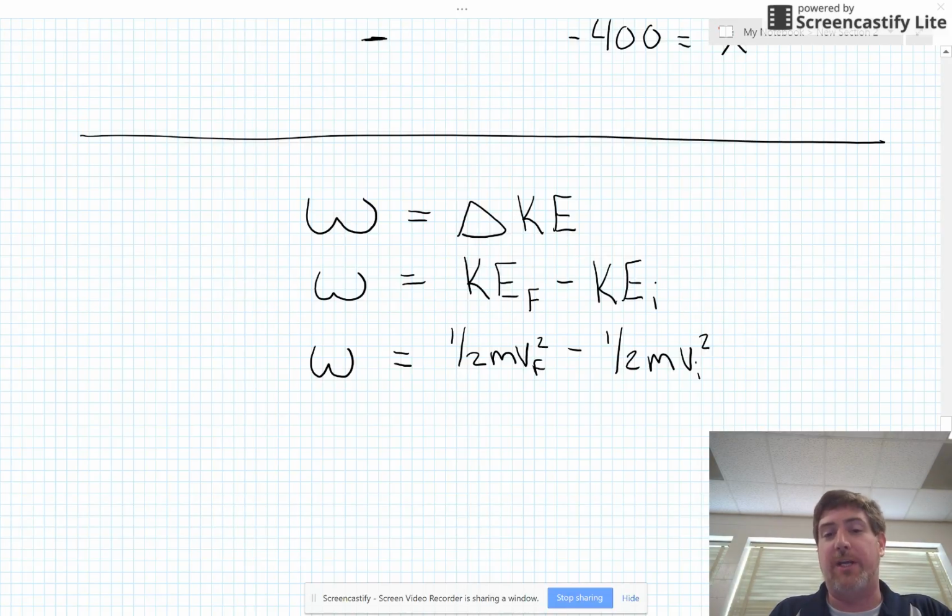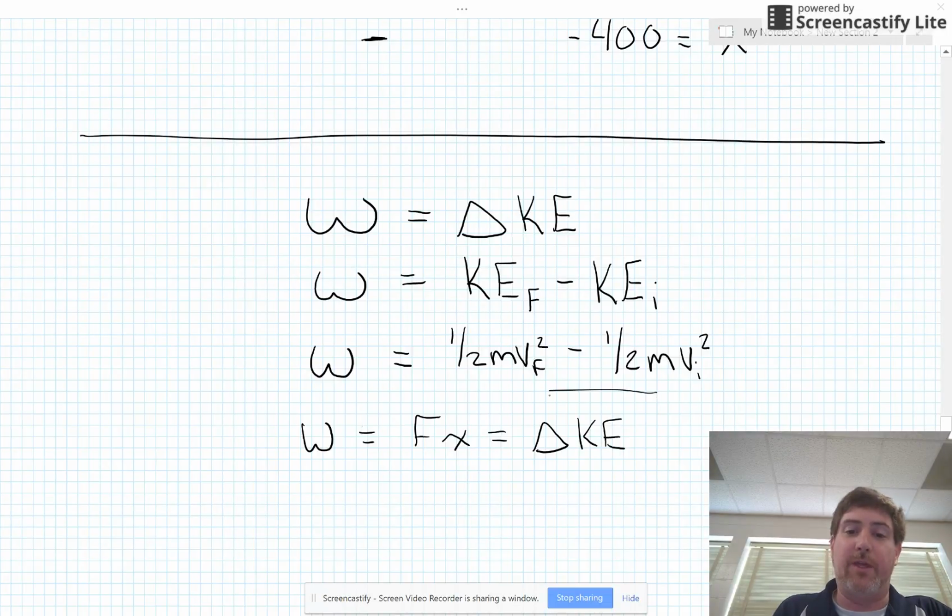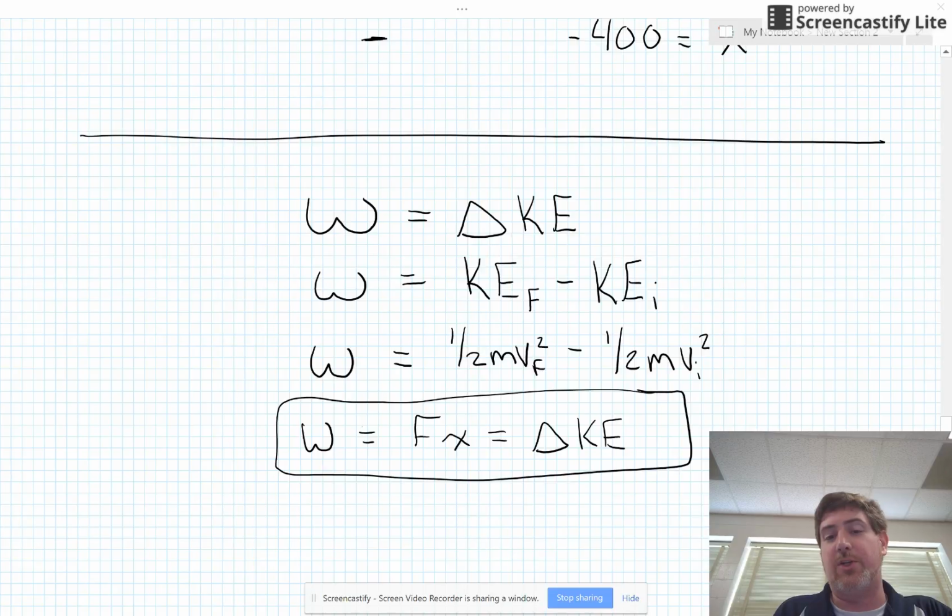Work equals your change in kinetic energy. And work is equal to force times distance, which equals change in kinetic energy. So using this equation, you can solve just about anything with work and kinetic energy. All right.